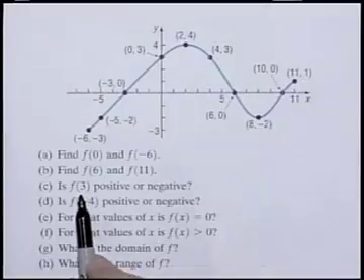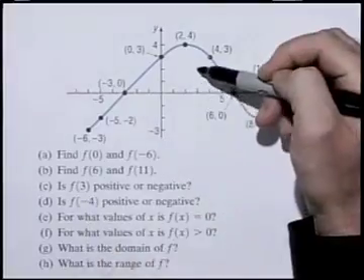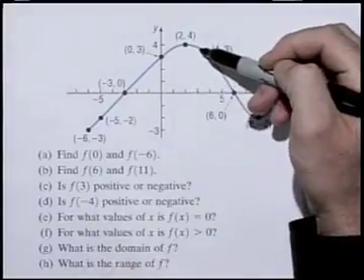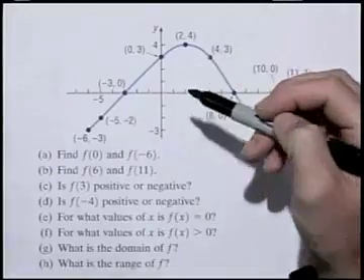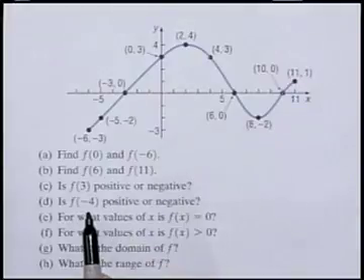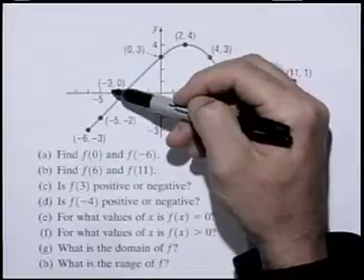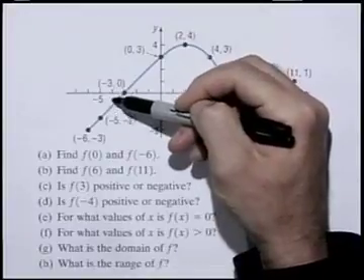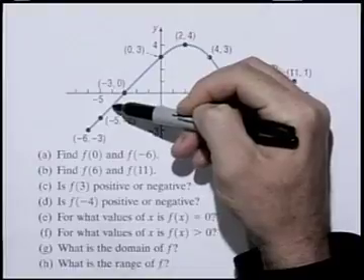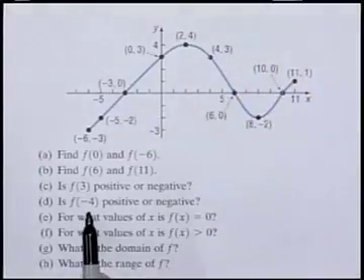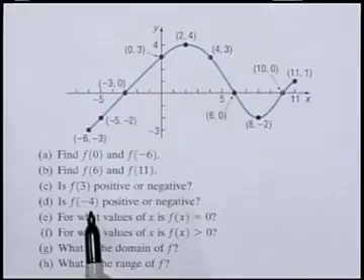Is f of 3 positive or negative? What we have to do is notice that when x is 3, the y-coordinate is positive, therefore f of 3 is going to be positive. Part D, is f of -4 positive or negative? Once again, find the x-coordinate at -4, and we can see that the y-coordinate is going to be negative, therefore f of -4 is going to be negative.